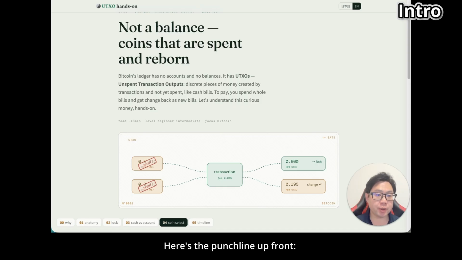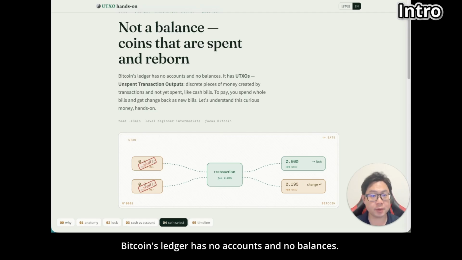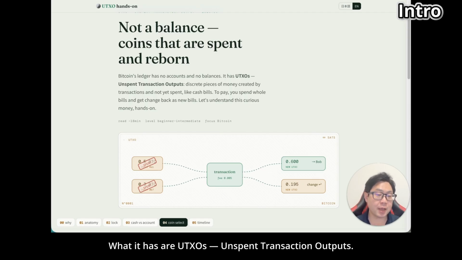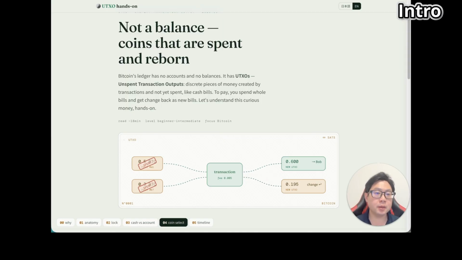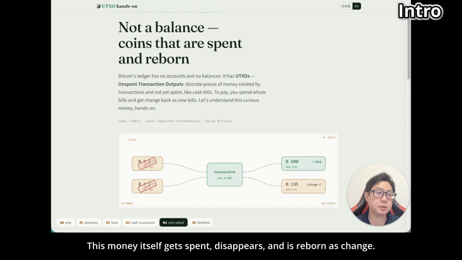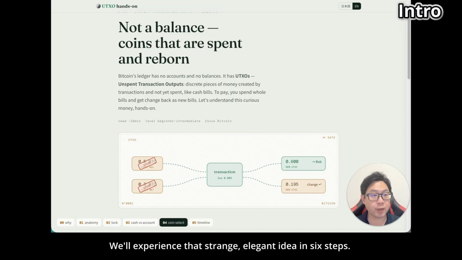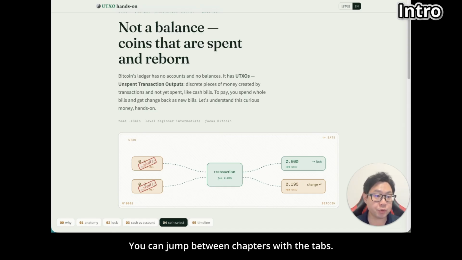Here is the punchline up front. Bitcoin's ledger has no accounts and no balances. What it has are UTXOs, unspent transaction outputs. Think of them as discrete pieces of money, like cash bills, that were created by a transaction and haven't been spent yet. This money itself gets spent, disappears, and is reborn as change. We'll experience that strange, elegant idea in 6 steps. You can jump between chapters with the tabs.